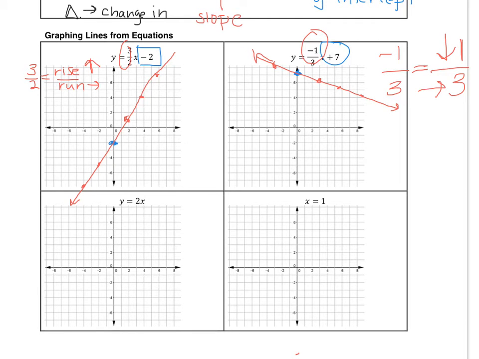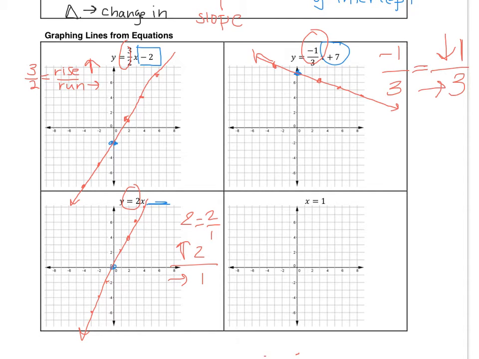Okay, for the next line, we see that there isn't a y-intercept, so that means it's 0. I've got a slope of positive 2. 2 is the same thing as 2 over 1, which means I'm going up 2 to the right 1. So I'm going to go from my y-intercept up 2 to the right 1, and keep putting points there. I can reverse it. I can go to the left 1 and down 2, again and again. And there's my line.